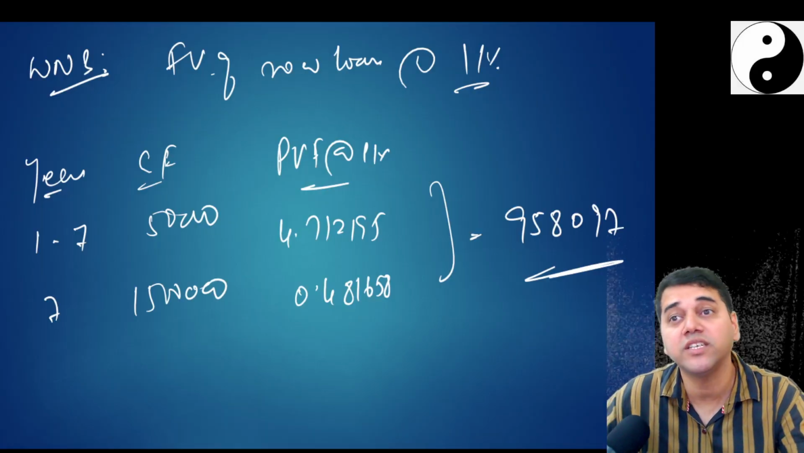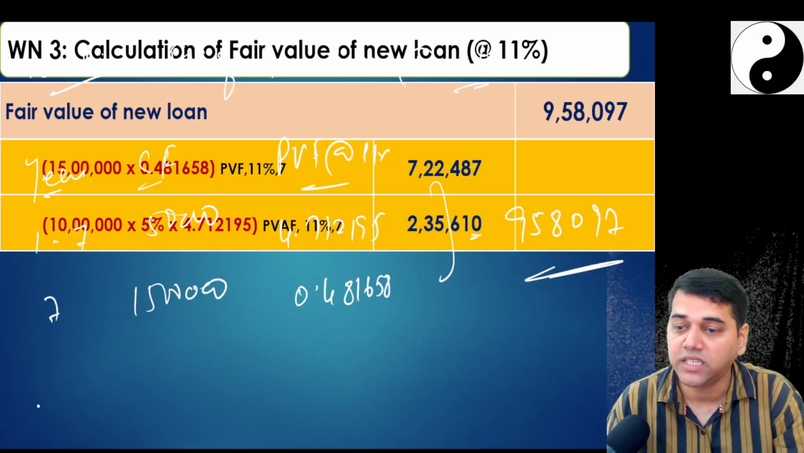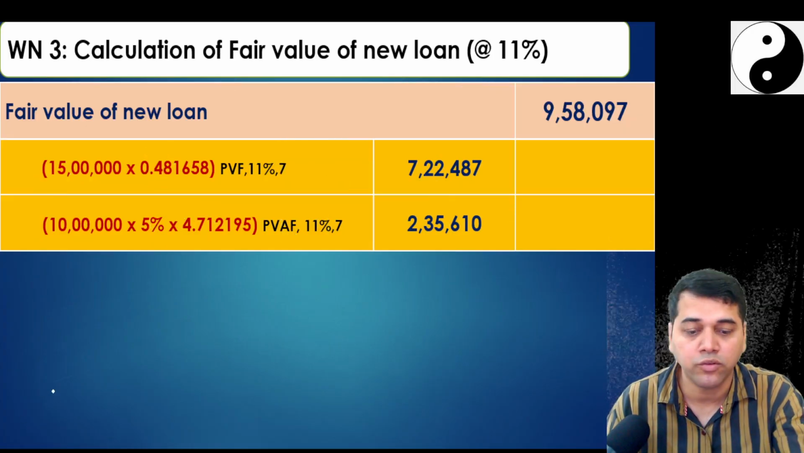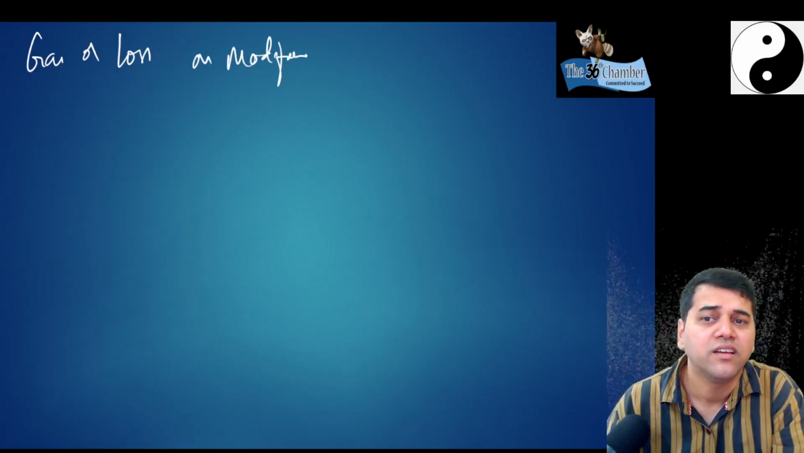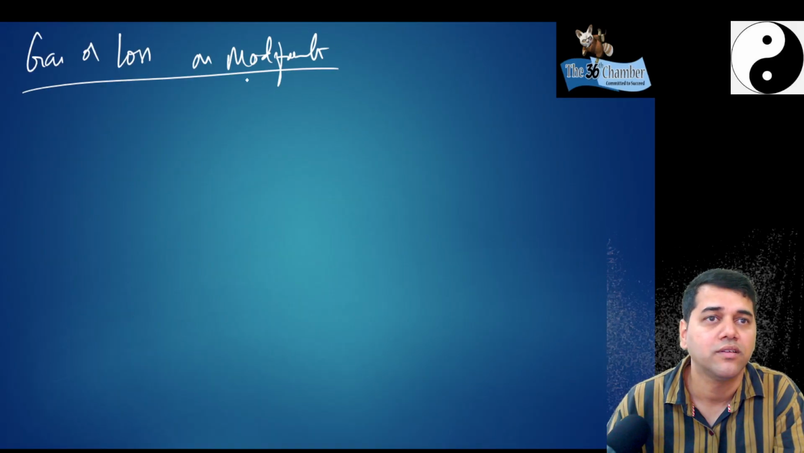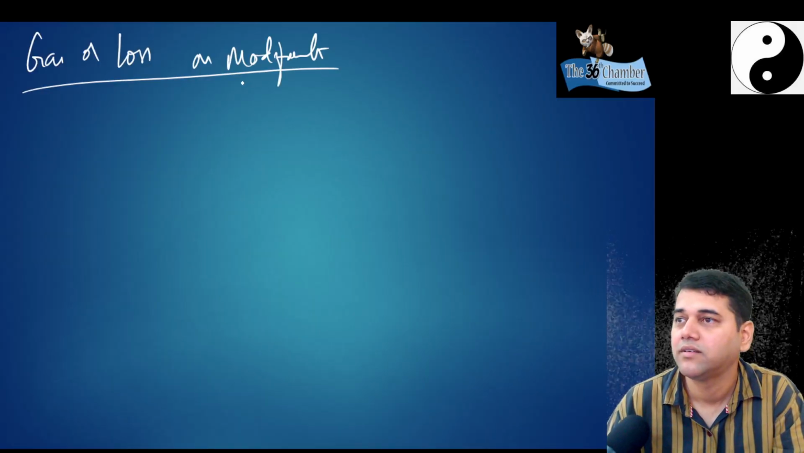Now they asked me, what is the journal entry? For journal entry, so I calculated this fair value. Now I need to calculate gain or loss on modification. Generally, will I have got a gain or loss? Loss.